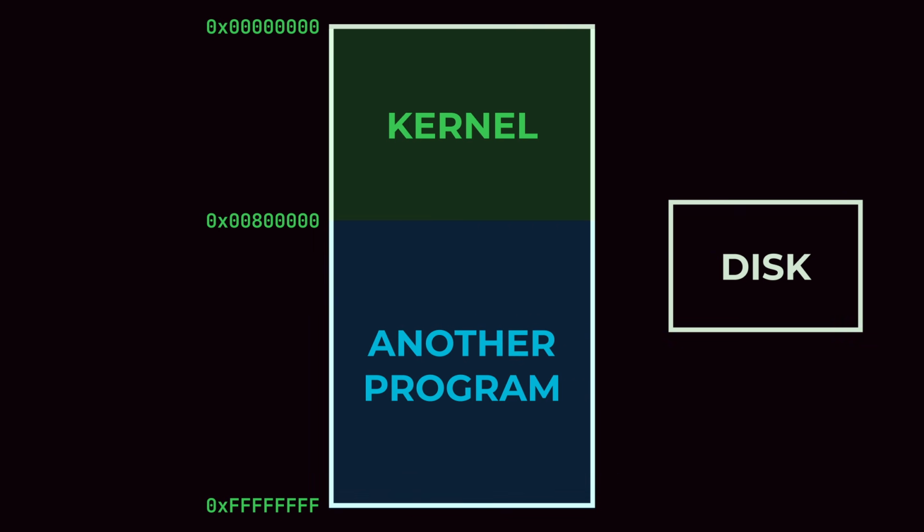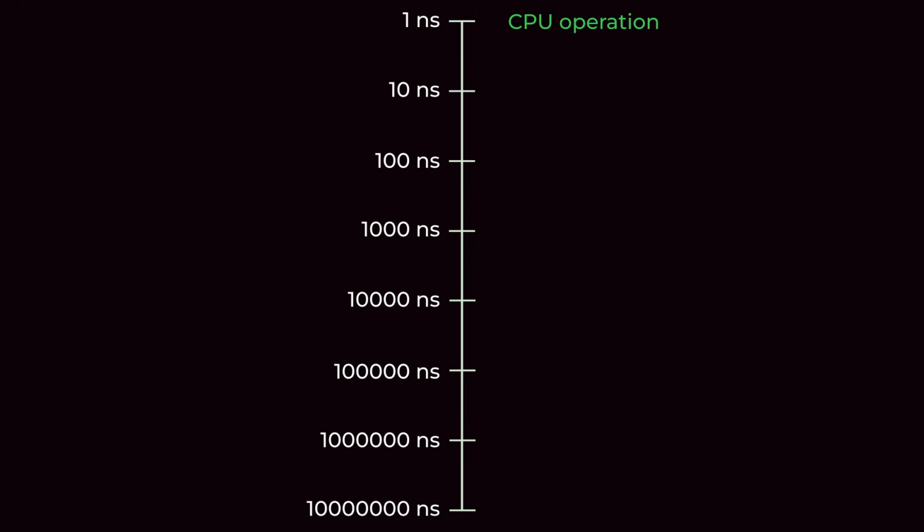But saving a program's state on disk is really slow. See, a CPU operation takes about a nanosecond. Accessing the CPU's L2 cache takes 10 nanoseconds. Accessing RAM takes 60 nanoseconds, and accessing a disk takes 5 milliseconds.